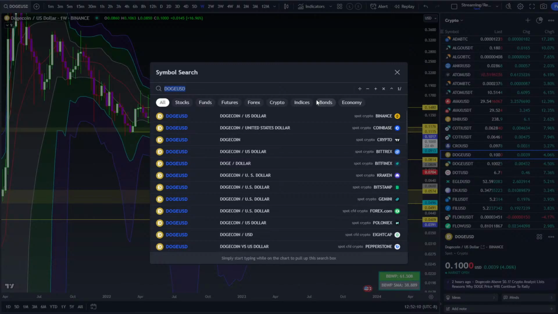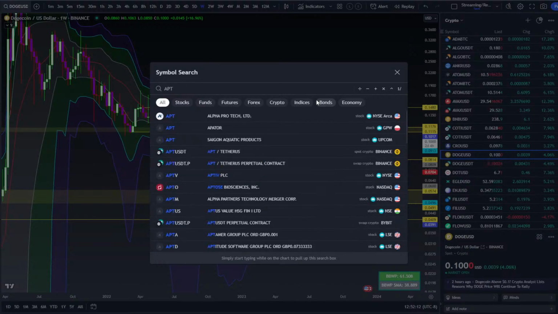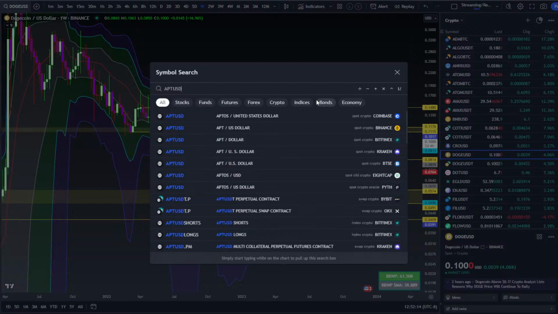Apt. Any particular exchange, Roka? Or Raka? I don't know how to say it. Roka, Raka. There's no C in there, so I'm assuming it's Roka. Making a bold assumption.